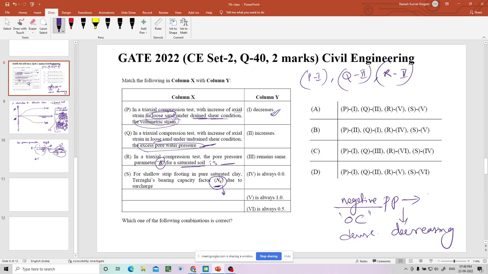And another one, you just have to remember this. Whenever you are taking pure saturated clay, the bearing capacity factor Nq is 1, whereas Nc is 5.14 and N gamma is 0. These three are the bearing capacity factors for pure saturated clay. So what is this? Again 1, again 1. So S is again 5. So the option is A: P1, Q2, R5 and S5.